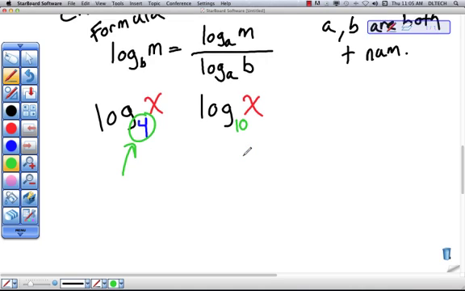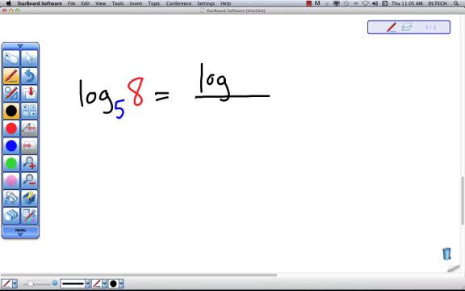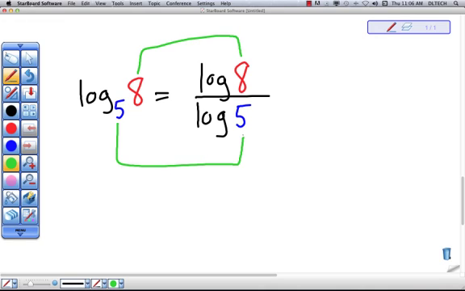So let's do an example, see what I mean. For our problem, we are given the log of 5 to the 8. So using our formula, we would write the log of 8 divided by the log of 5. So what basically happened is that this 8 comes from here, this 5 comes from here. Now the purpose that we use this formula is so that we could change our bases to 10.